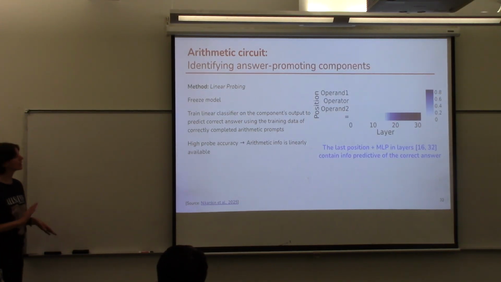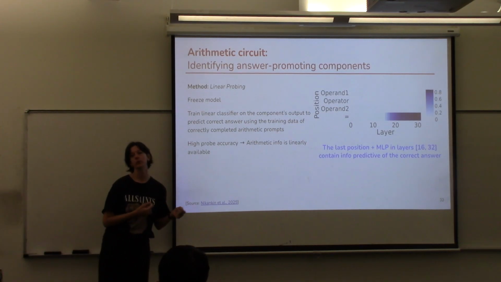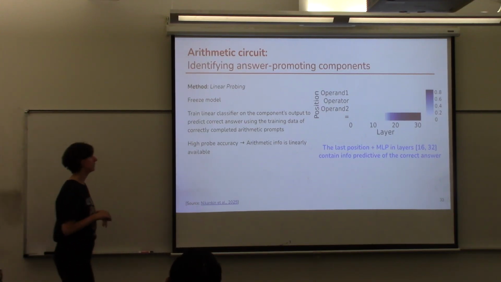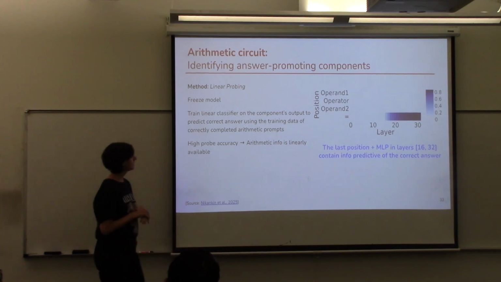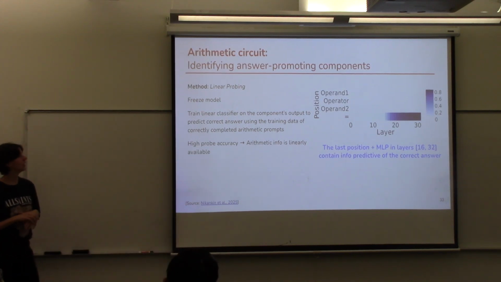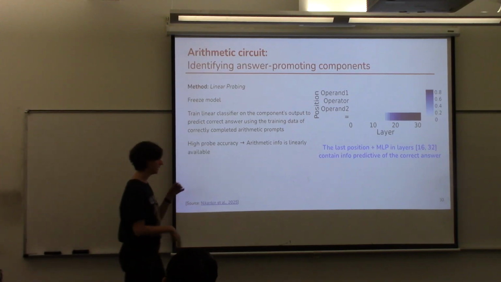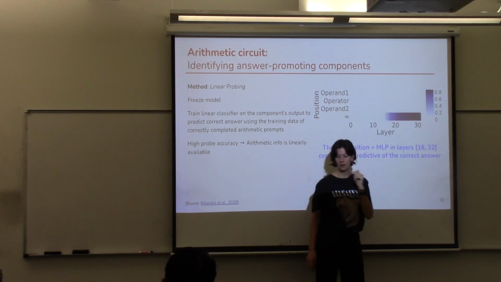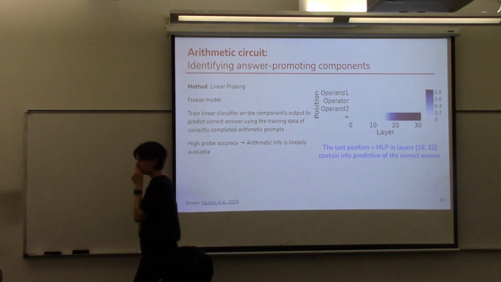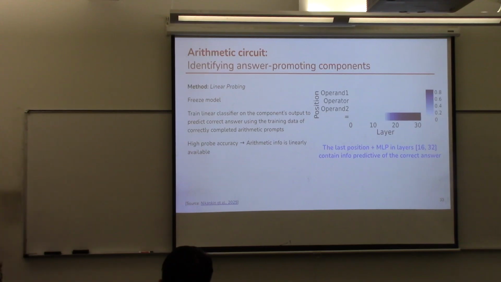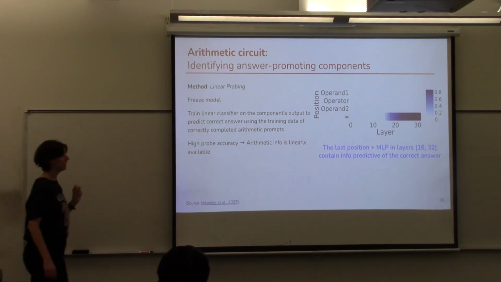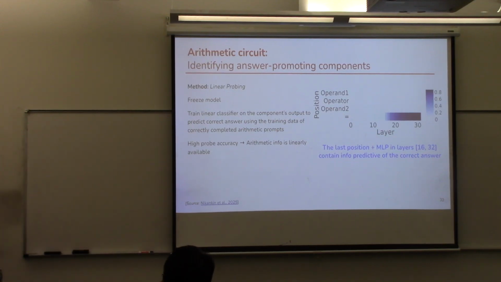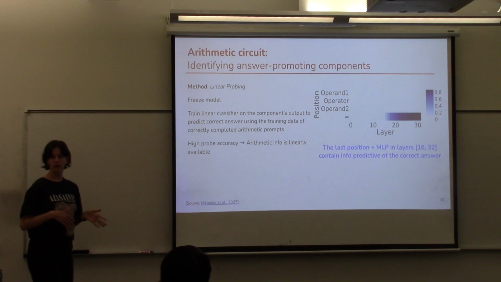Okay, so after they have done that, they also additionally do linear probing. They first freeze the model they're using, Llama 3 8B, and they train linear classifiers on the components' output. So if we zoom in here and take the MLP in layer 20, position 4, we take the output of that MLP and train a linear model over those representations. For the data, we are going to use prompts and correct answers.